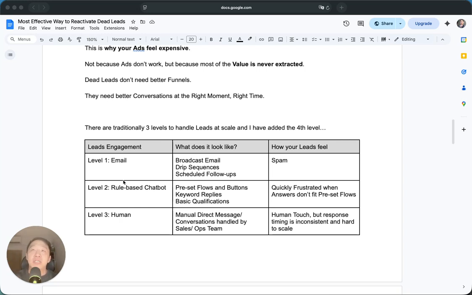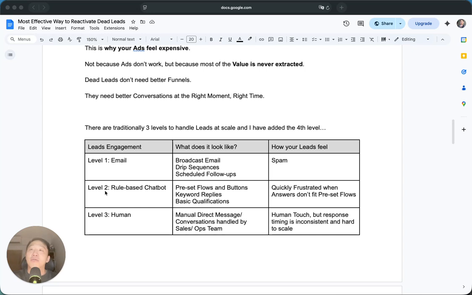Everybody is very familiar with level 1, email marketing. What does it look like? Broadcast emails, drip sequences, scheduled follow-ups. How does your lead feel? Like spam. It means your email deliverability drops. Emails land inside the inbox and nobody reads them.